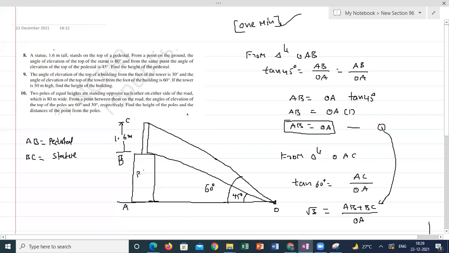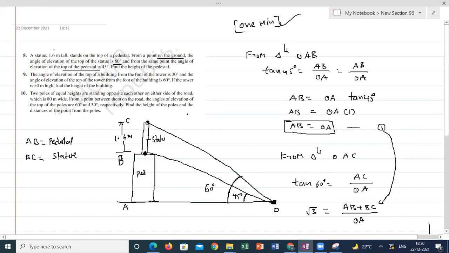This is a pedestal and this is a statue. AB is a pedestal and on the top of the pedestal there is a statue. There is an observer observing from a point on the ground. The angle of elevation of the top of the statue is 60 degrees. From the same point, the angle of elevation of the top of the pedestal, that is B, the bottom of the statue, is 45 degrees.